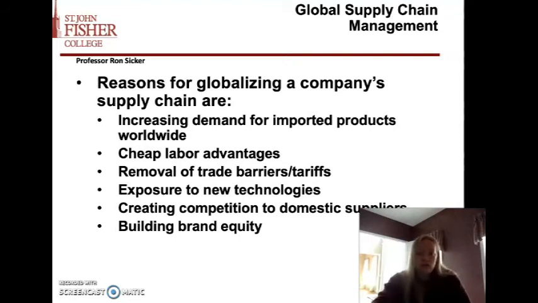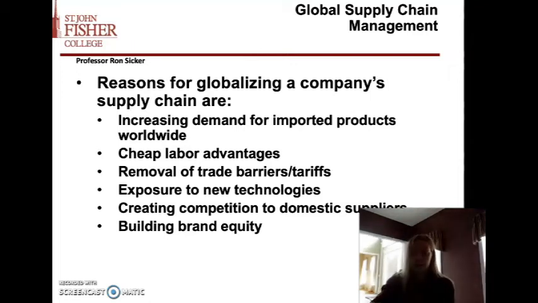And then, all right, globalizing a supply chain. If you have increasing demand for imported products worldwide, you would probably globalize your supply chain. A main reason why a lot of companies do it is the cheaper labor in more developing countries. And then you can get past trade barriers and tariffs if you're manufacturing and having your logistics in a different country, and you don't have to export it. You can get past those trade barriers and tariffs.